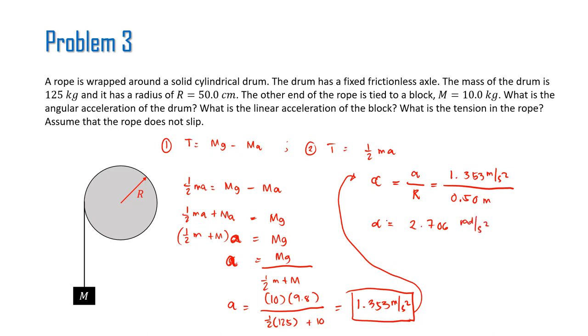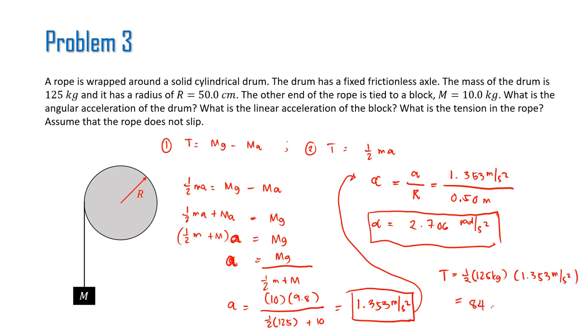And lastly, we can get the tension. The tension can be obtained using equation number 2. So tension is equal to 1/2 times the mass of the drum, 125 kilograms, multiplied by the linear acceleration, which is 1.353 meters per second squared. So the tension is equal to 84.56 newtons.